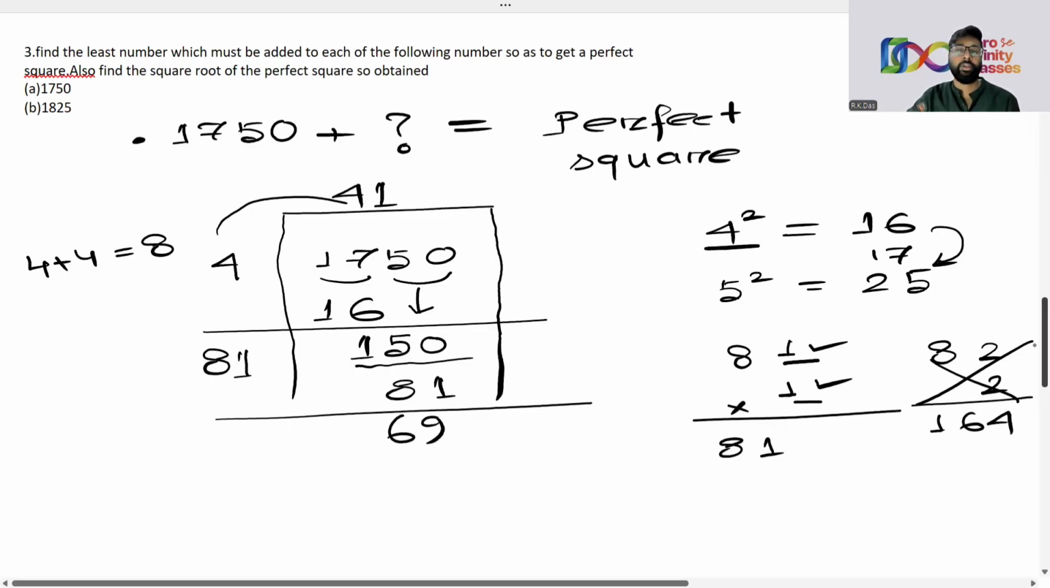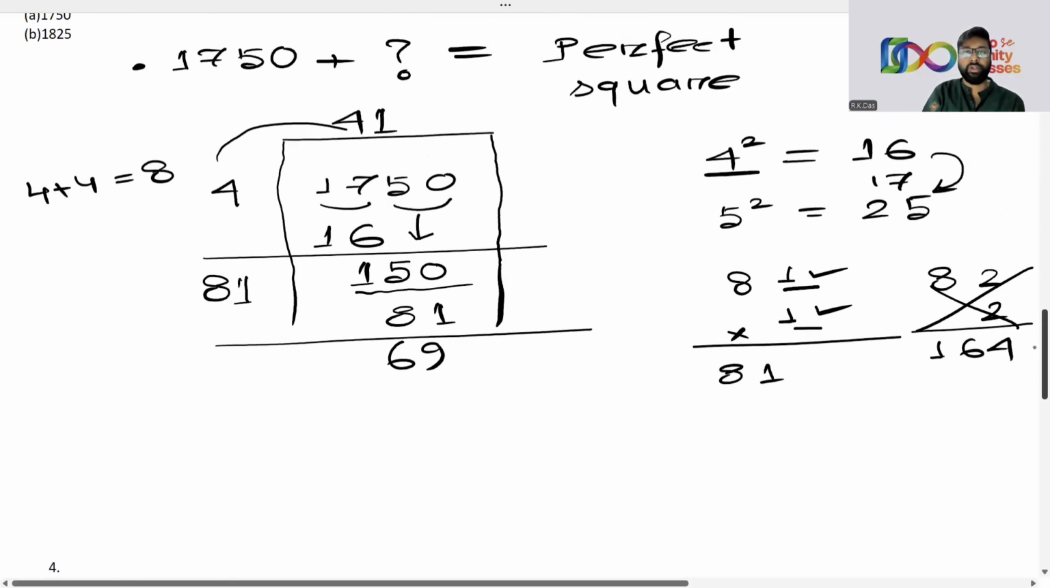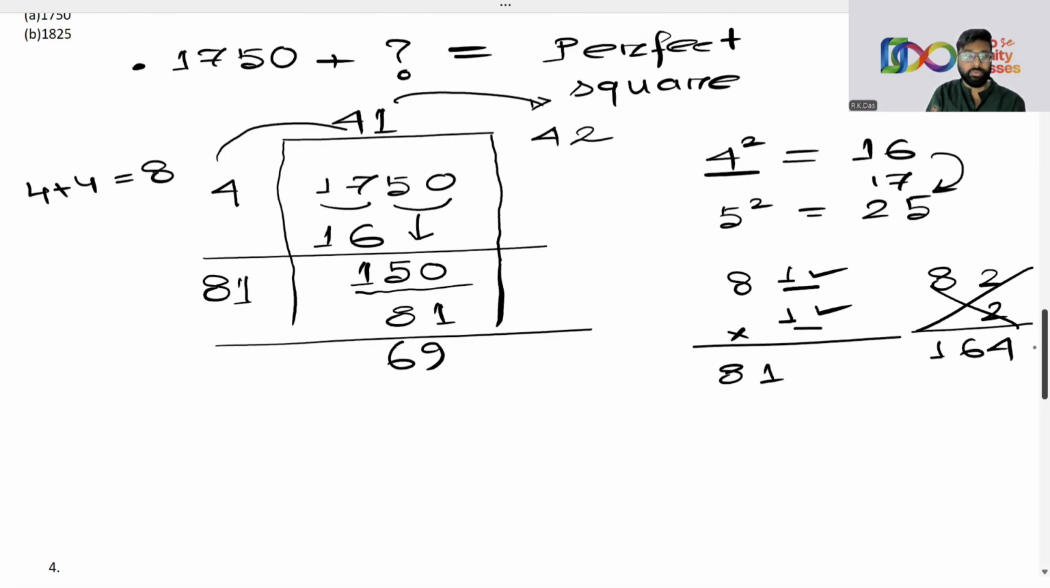So next step is, now tell me, what is the number after 41? After 41, we have 42. So we have to find 42 square. So that means 42 into 42. So 42 into 42 will be 64, and this will be 17.